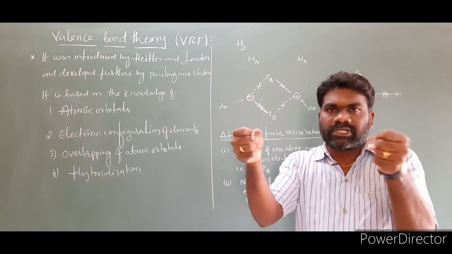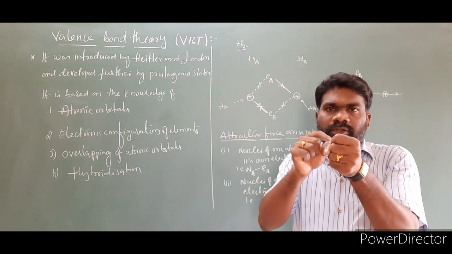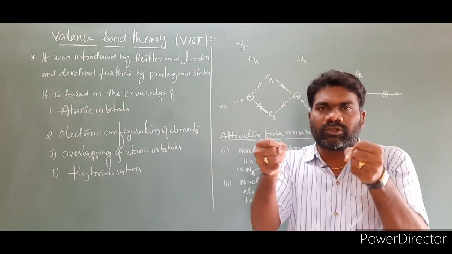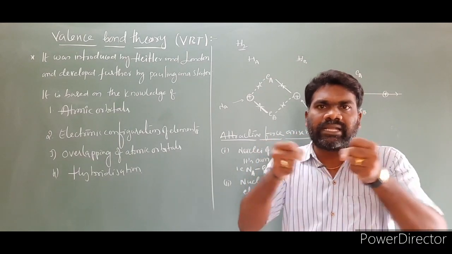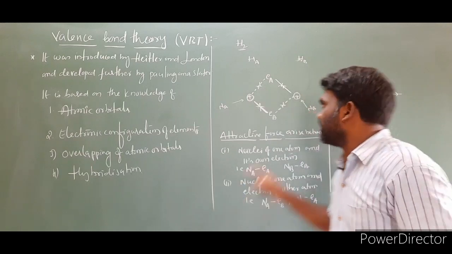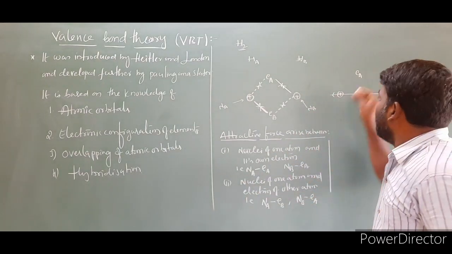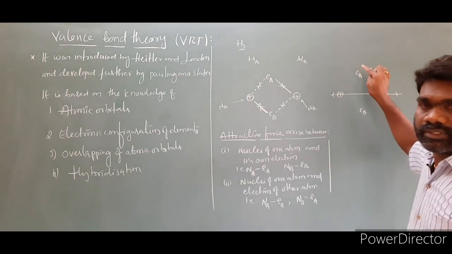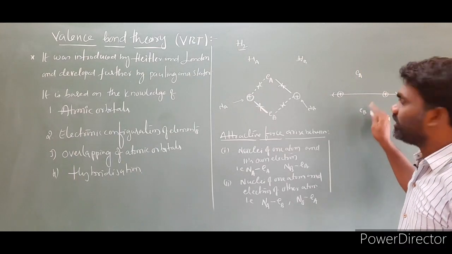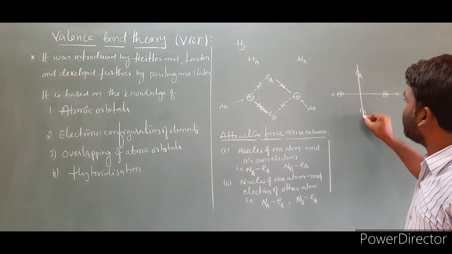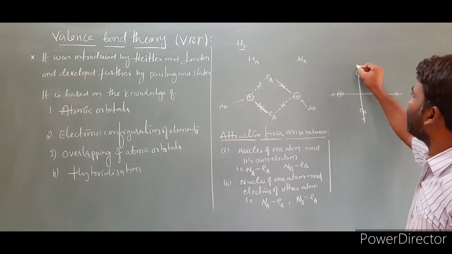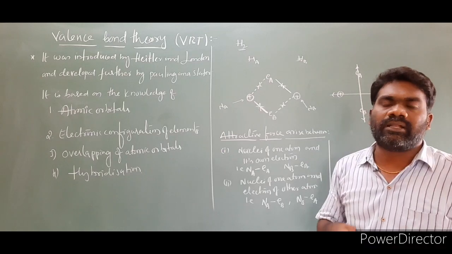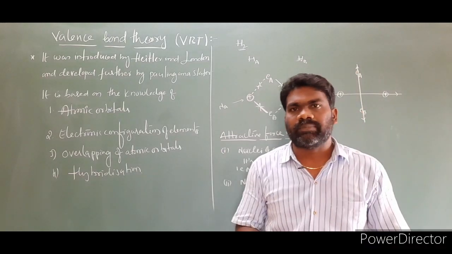When the two atoms come close to each other, at a particular internuclear distance, if the nuclei of both atoms are very close, the positive charges will repel, and the atoms will go far away from each other. This is one repulsive force. The second repulsive force is between the electrons, which are negatively charged: the electron of hydrogen A and the electron of hydrogen B. These two will also repel each other, so both will move in opposite directions.